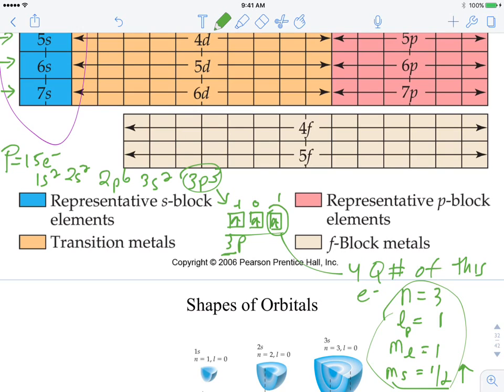Now I'm going to stop here. Next time I will review this. I'll go over shapes of orbitals and we'll talk about the rest of the chapter.